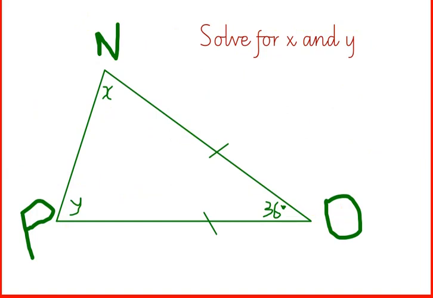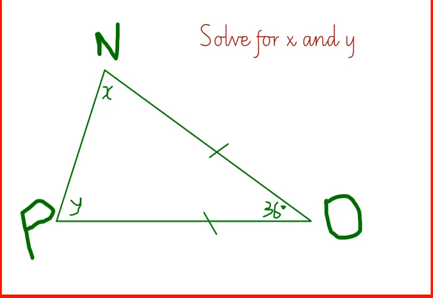For our first question, we have solve for the unknowns. So our unknowns are x and y. So solve for x and y. Looking at this triangle, you could pause and try to work out the answer, and then unpause the video to check if your answer is correct. So I'm just going to go straight into it.